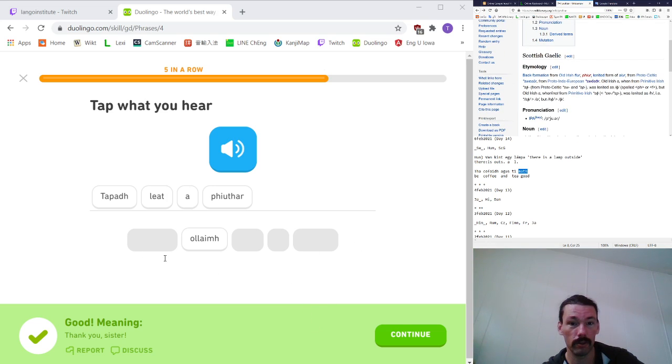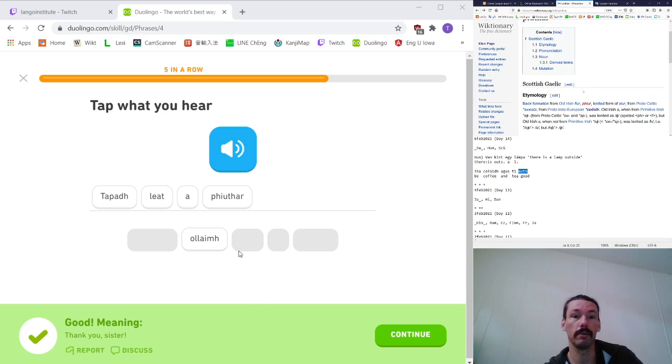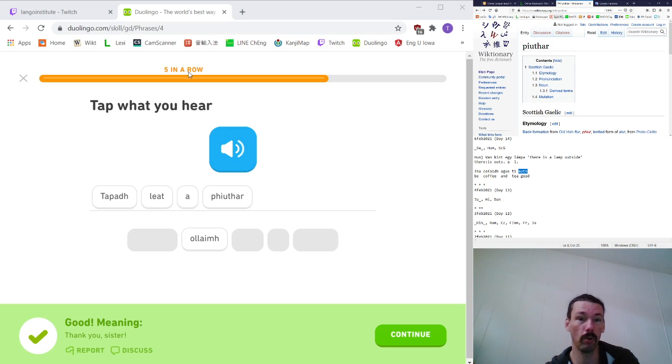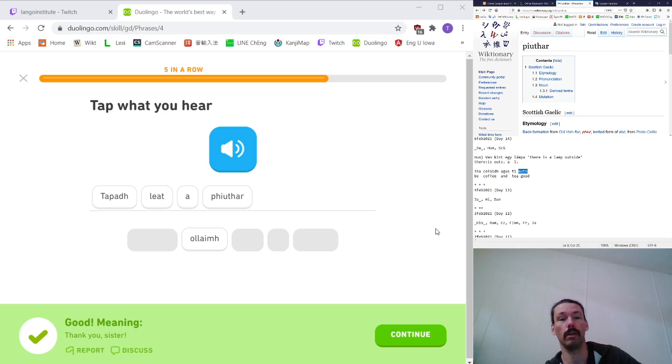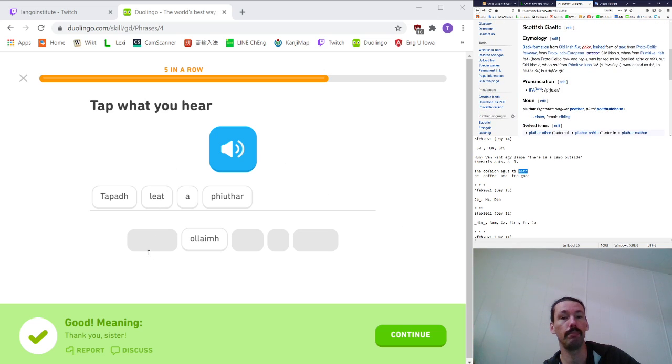Old Irish S, when from primitive Irish sfa, reflecting swa and spa, was lenited as fa, but Old Irish S, when not from those clusters, was lenited as H, and then restored as a P. So, interesting story. Don't quite understand, but good that it's all laid out here. Puher. Do we get it? Yeah.